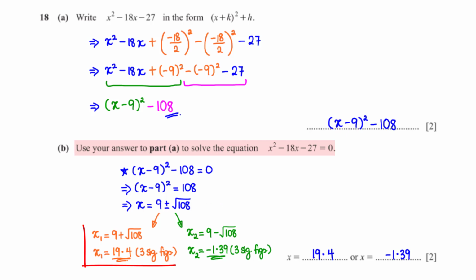For the first value of x, we have x equals 19.4, correct to 3 significant figures. And for the second value of x, we have x equals negative 1.39, correct to 3 significant figures.